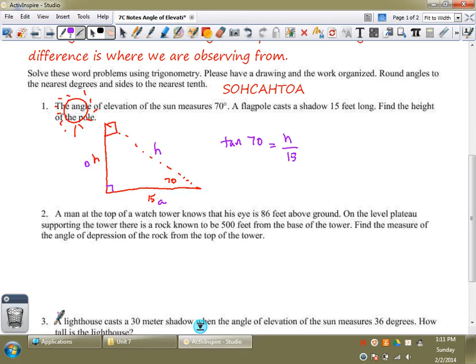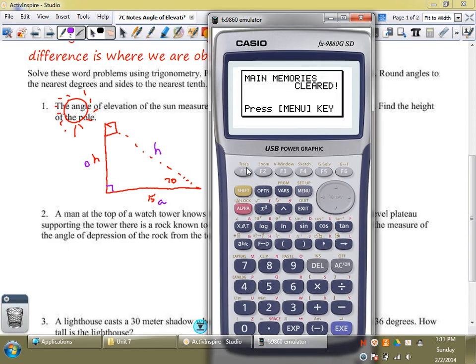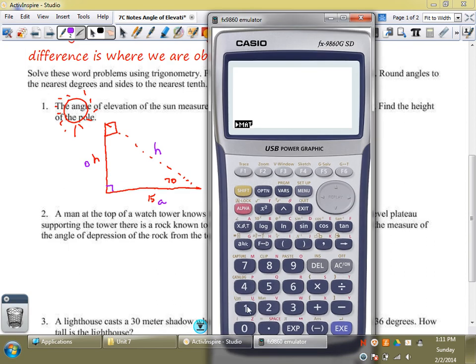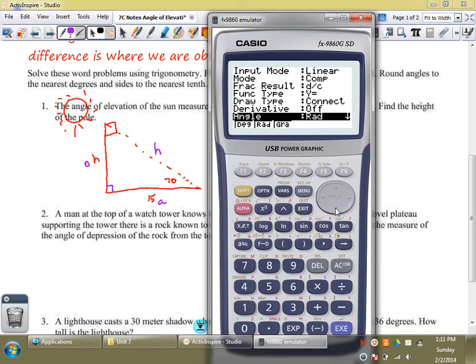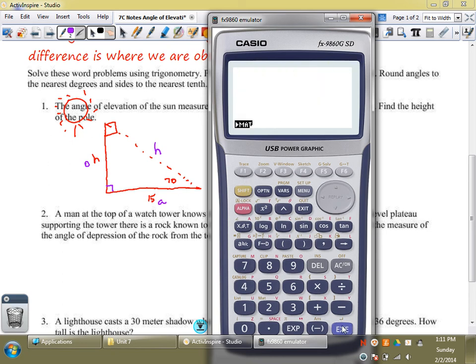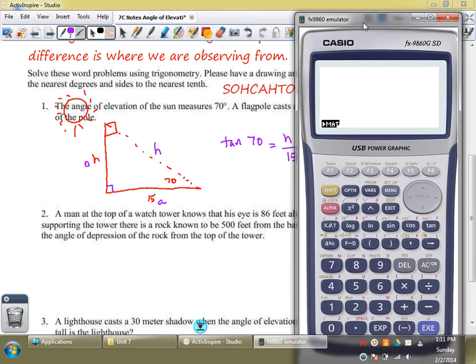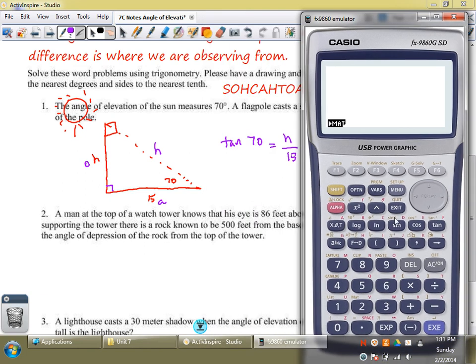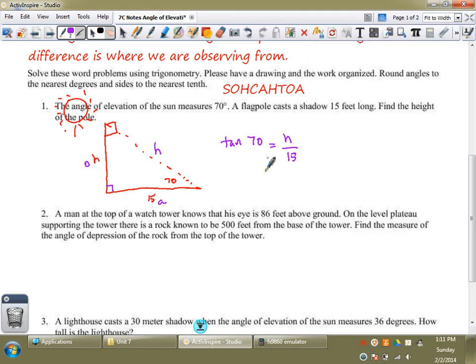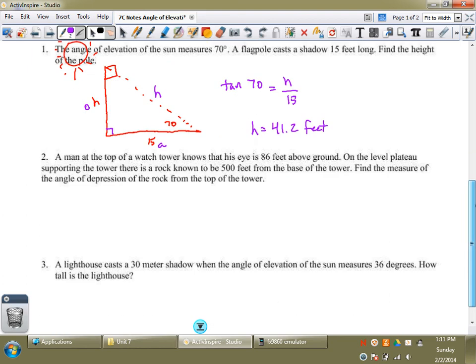From here, you just got to get out your calculator. You got to put in the trig functions appropriately. My calculator, every time I turn it on, thinks that it's brand new, so I have to go in and change it and make sure that I'm in degrees. Once I do that, the problem is the tangent of 70 times 15. And my answer, the directions say round to the tenth, so my answer is 41.2 feet. And that's it. Let's take a look at number two.